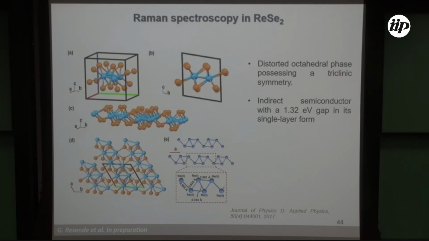So this is the structure of the rhenium diselenide. You can see it's completely different from that case. And this is a chain behavior, as you can see over here. This is actually an indirect semiconductor with 1.3 eV in monolayer, which is completely different from MoS2 and the other semiconductor TMDs. And it has what they call the 1T phase, where some say it's 1T, some say it's 1T prime. So there is this discussion.